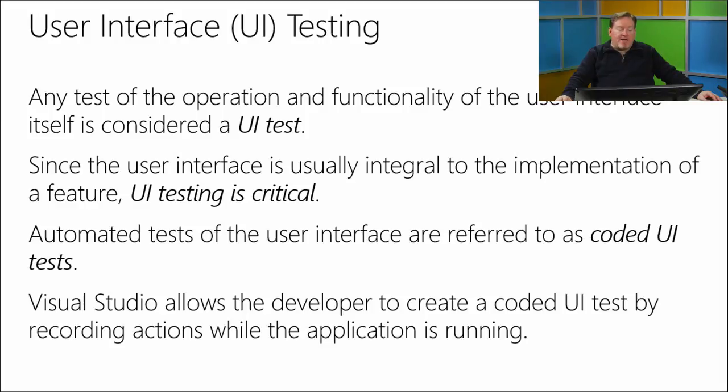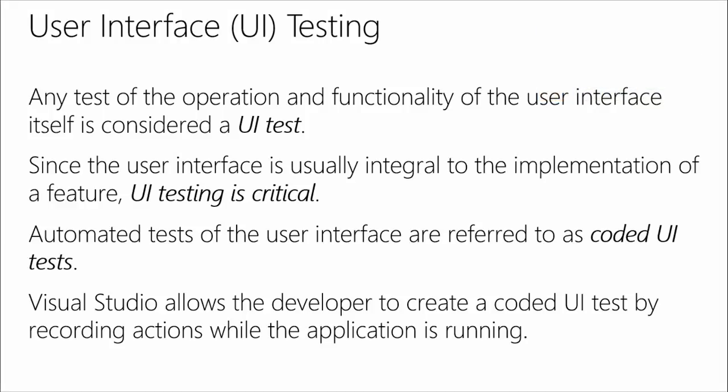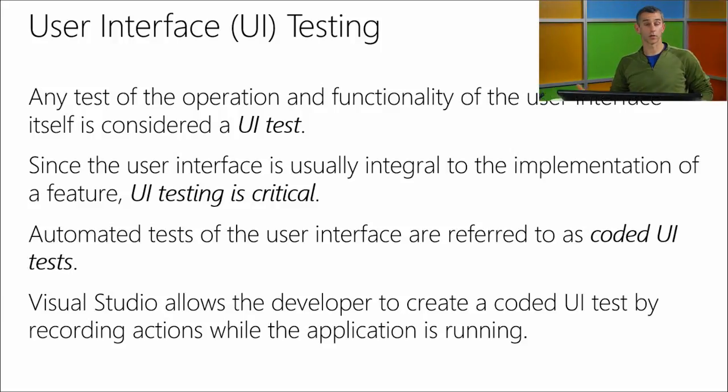Next is the UI test. Any test of the operational functionality of the user interface is considered a UI test. We've already talked a little bit about this too. It's pretty critical. Tell me a little bit about what Visual Studio does to help with UI testing, Eric. Yeah, through Visual Studio, you can write tests called a coded UI test, which is essentially a record and playback.